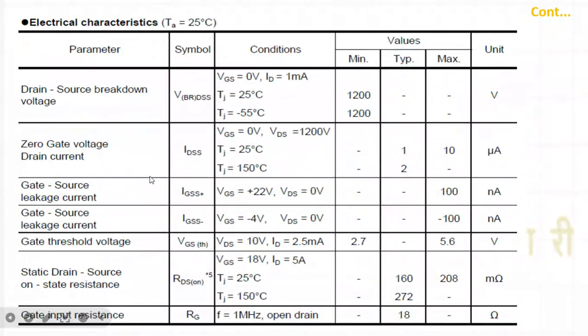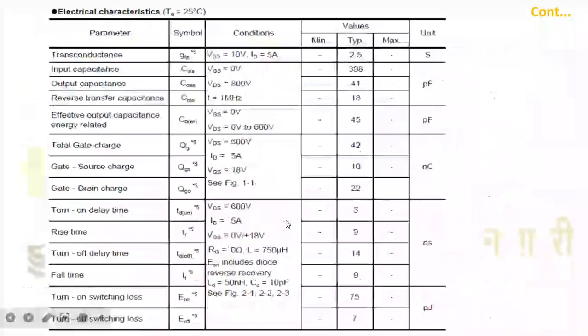Another important thing here is the on-state resistance. I have already shown the gate input resistance. If you see, it is 18 ohm. That is a different thing. When we connect our gate driver to the gate terminal, at that time you have to put some resistance. So that is the resistance. Another few important terminologies are input capacitance and output capacitance.